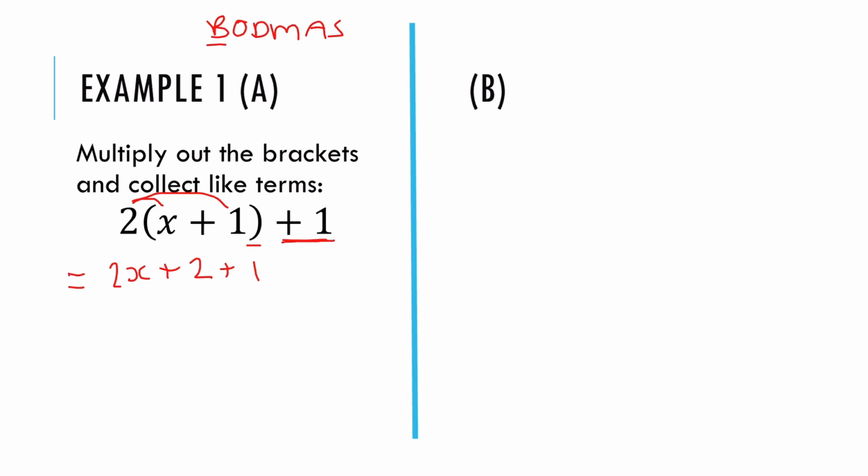Now you'll notice here that plus 2 and plus 1 can be added together, that gives us plus 3. So we would always want to leave our algebraic expression as simplified as possible, so 2x plus 3 is our final answer.